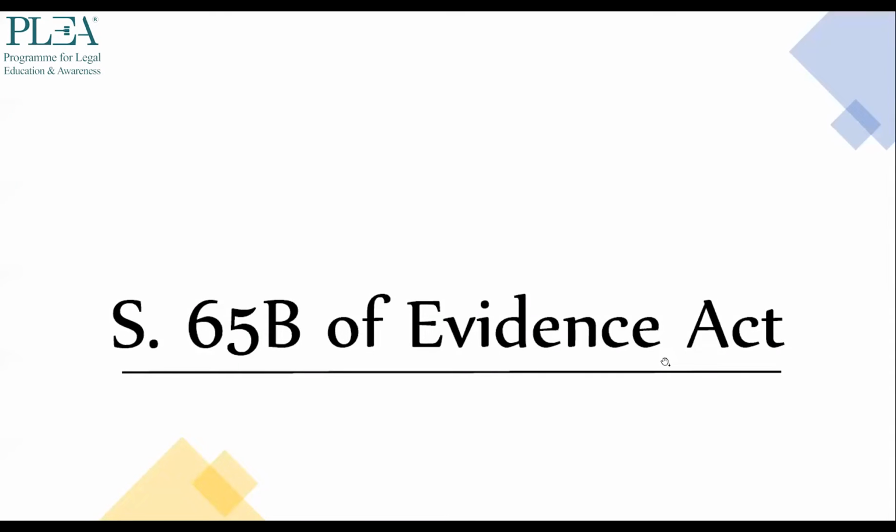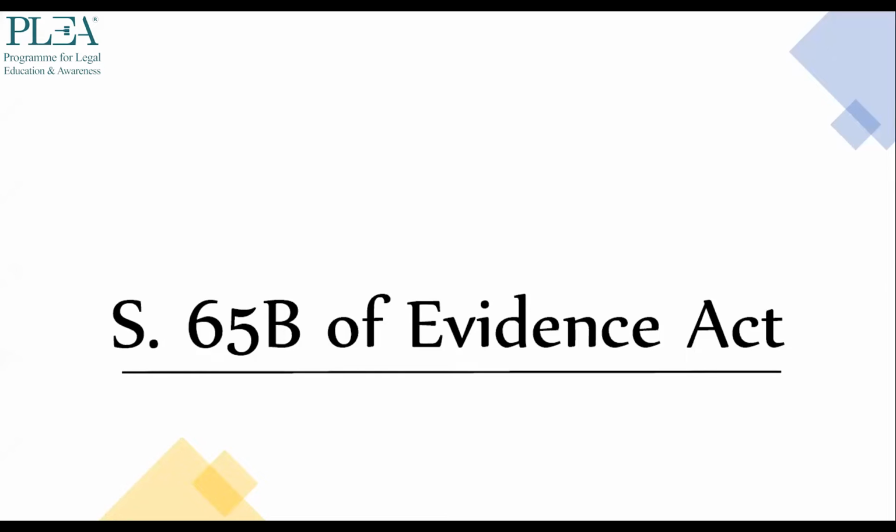Today we are talking about 65B of the Evidence Act. As we all know, what is the Evidence Act? Two important terms we need to be aware of: one is evidence, which in common parlance is proof. Proof is something that you give to the court to show that your story is true. And the second term is admissibility.